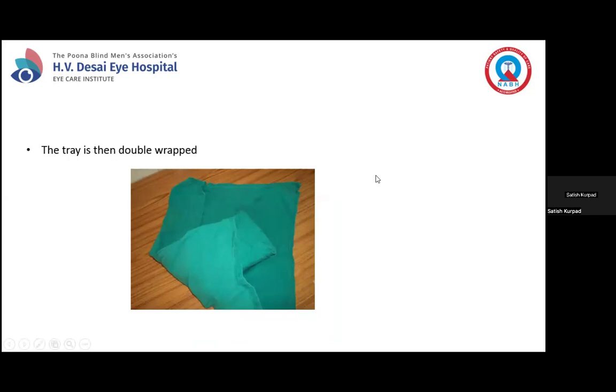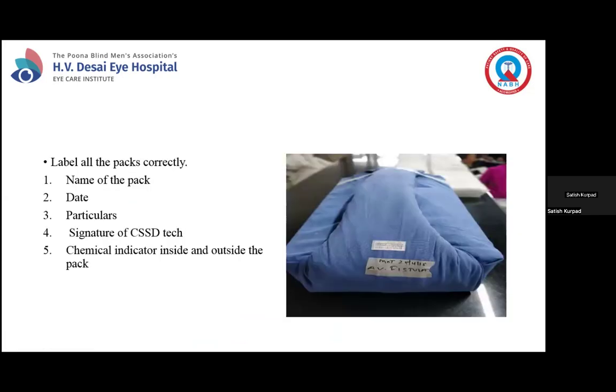Then double wrap the instrument and send it to the CSSD. Before that, label all the packs correctly. Put the name of the pack, the date and particulars of the pack, and the signature of the CSSD technician, and put a chemical indicator inside and outside the pack because it shows whether it is sterilized or not.